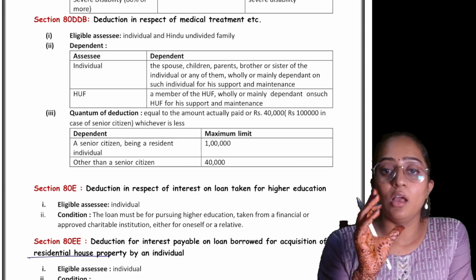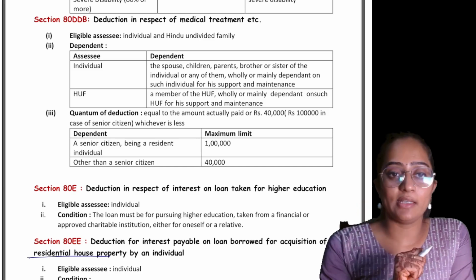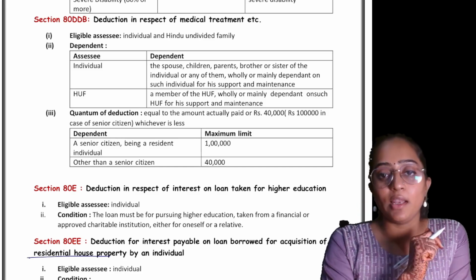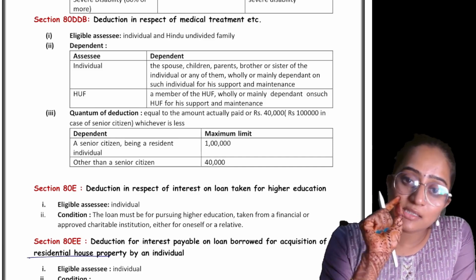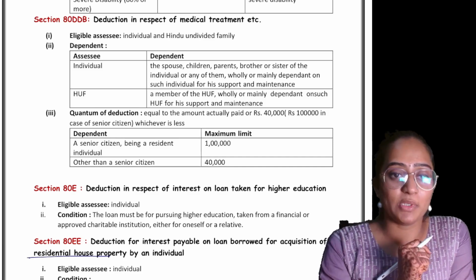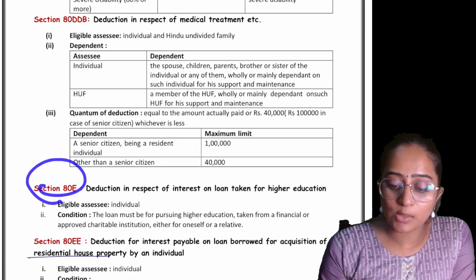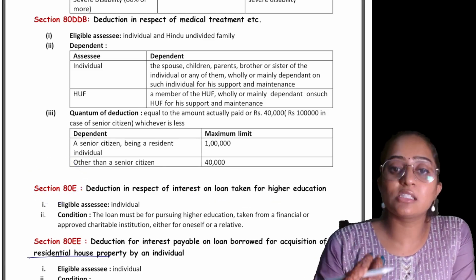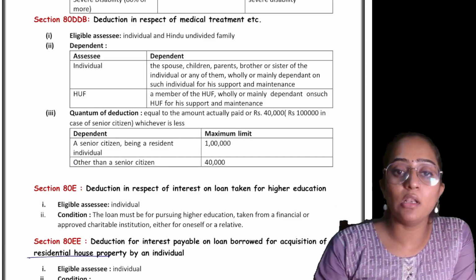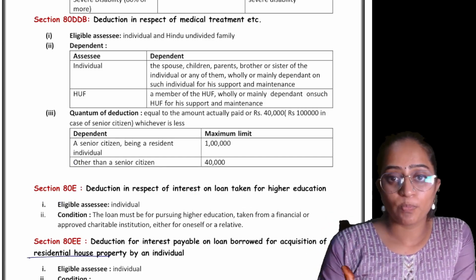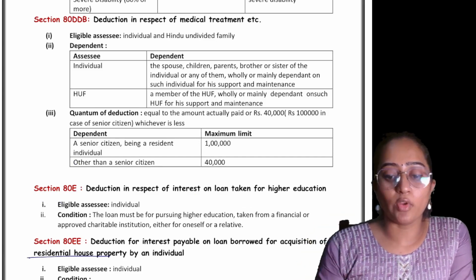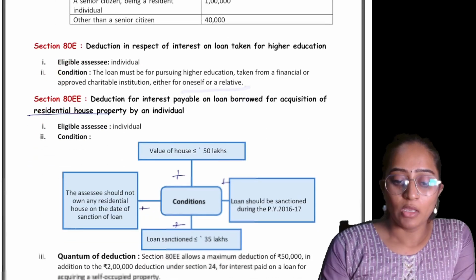People, the 80C series speaks about the investment series. 80D is a medical related series. 80E is an interest related series. 80G is a donation related series. Please remember that. Okay. 80E speaks about any interest payable on a loan for higher education. It can be for yourself or for your relative or your family, anyone.